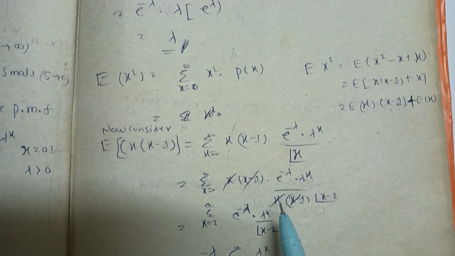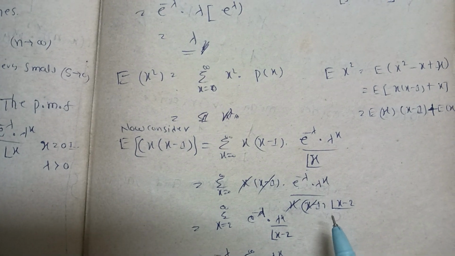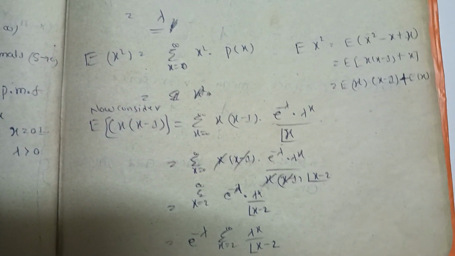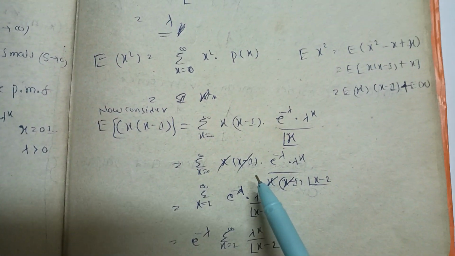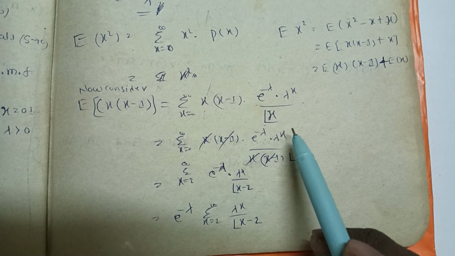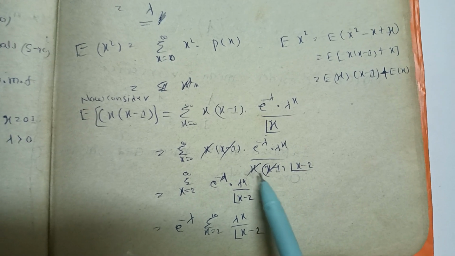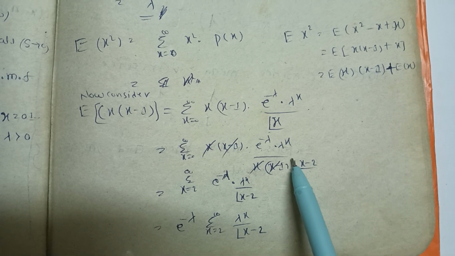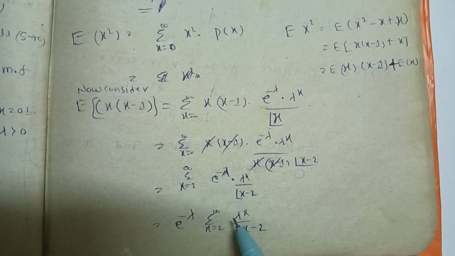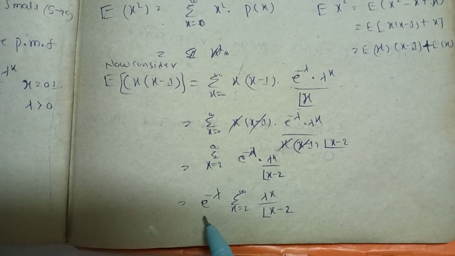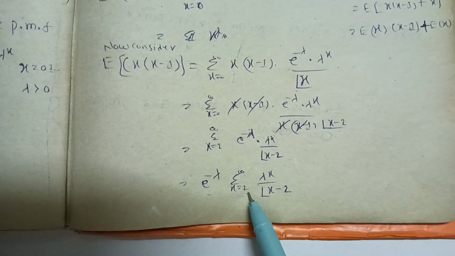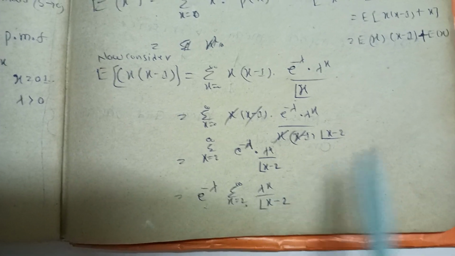If you take that value twice, of the factorial, then you will get this: x of (x minus 1), e to the power of minus lambda, lambda to the power of x divided by x of (x minus 1), and the factorial will continue from x minus 2. Both will get cancelled, and this is the final value, e to the power of minus lambda. The summation is starting from 2 onwards.